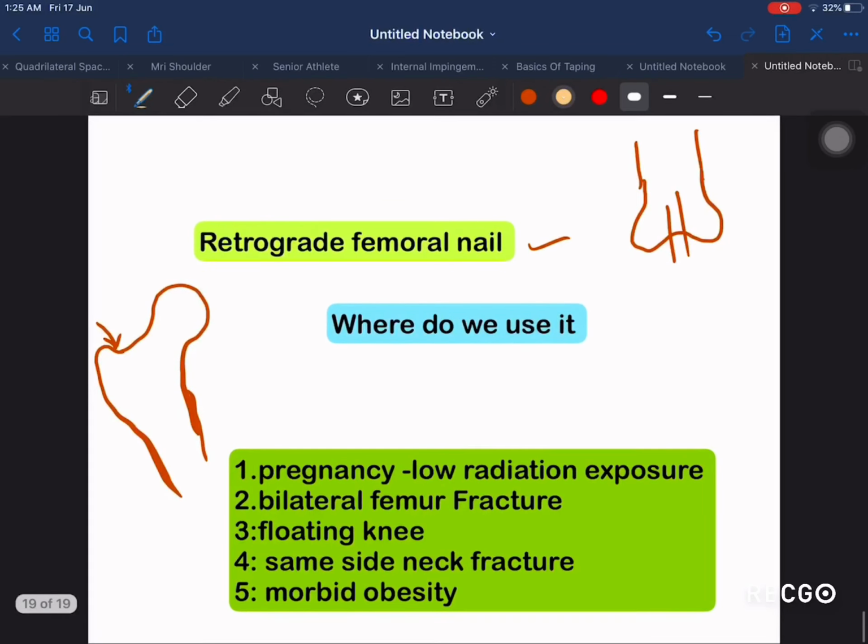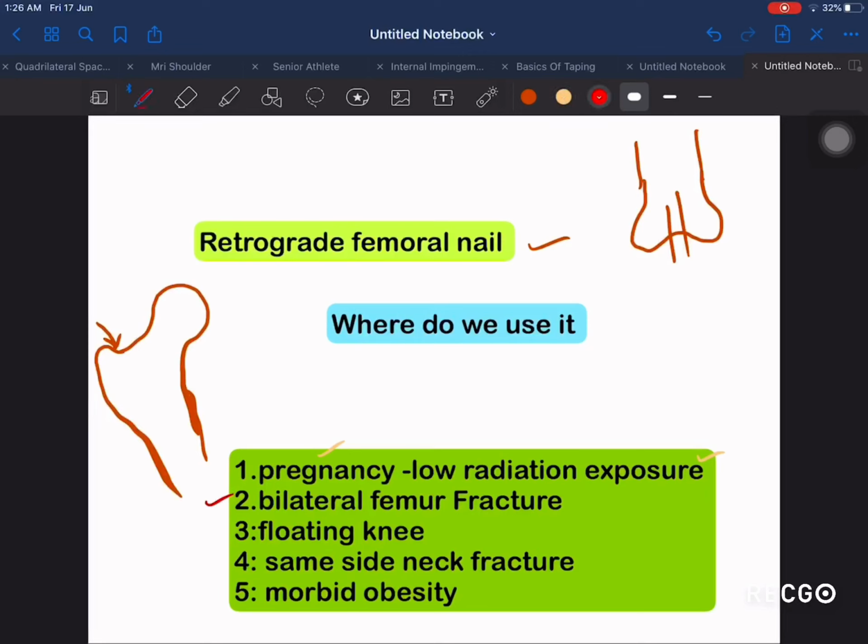Now in case of pregnant female, if the female doesn't want to drop their pregnancy, then this nail has got low radiation exposure because it takes less time, it's a less complicated surgery, so we can afford to do the retrograde femoral nail in case of pregnant woman. The second is bilateral femur fracture.